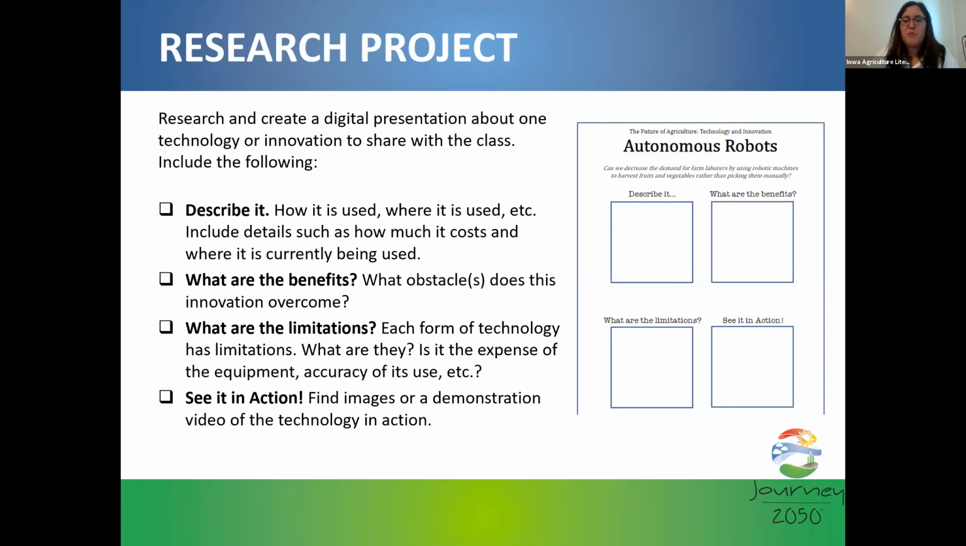Then the students would do a small research project where they would choose a type of technology. So here it's autonomous robots, and they would fill out this graphic organizer while learning about it. So they would describe it, they would list the benefits, the limitations, and then find a web resource to see it in action, so either pictures or videos of that technology, and then you would do a share out with the class.